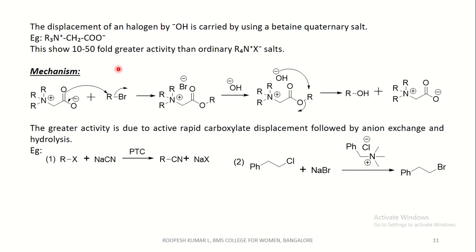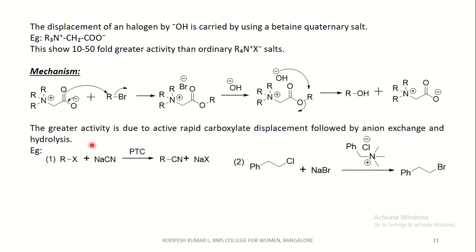tetraalkyl ammonium salts. Coming to the mechanism, this betaine quaternary salt reacts with alkyl bromide to give the corresponding alcohol. This is the structure of a betaine quaternary salt. This negative charge forms a double bond here, whereas this attacks the alkyl group, with the elimination of bromide, and this will be in the salt form. Then this reacts with the hydroxide group, that is sodium hydroxide or potassium hydroxide, and there is an exchange of anion to form the corresponding quaternary. This is PTC in the bromide form, whereas this is PTC in the hydroxide form, and this hydroxide attacks the alkyl group with the formation of the corresponding alcohol, and the betaine quaternary salt is recovered.